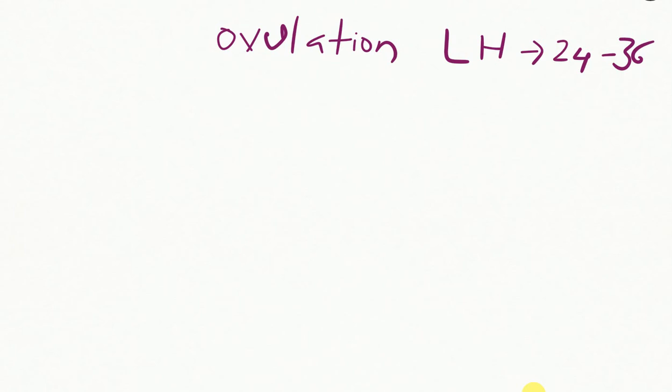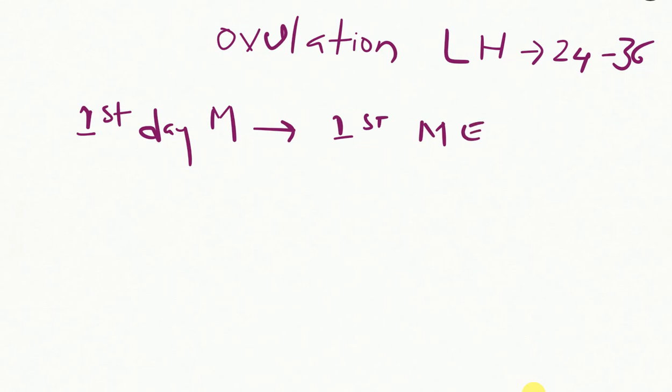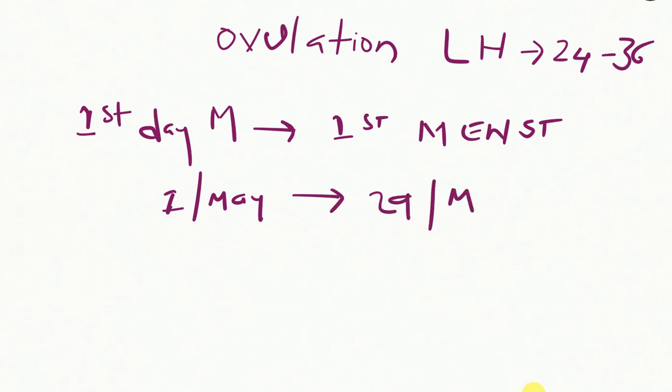Now, how do you have to calculate? You have to see the first day of your menstruation from the previous cycle and the first day of the next menstruation cycle. For example, if on the 1st of May you had menstruation, and then on the 29th of May you again had menstruation, it means you have a 28 days cycle. So now in total you got 28 days.